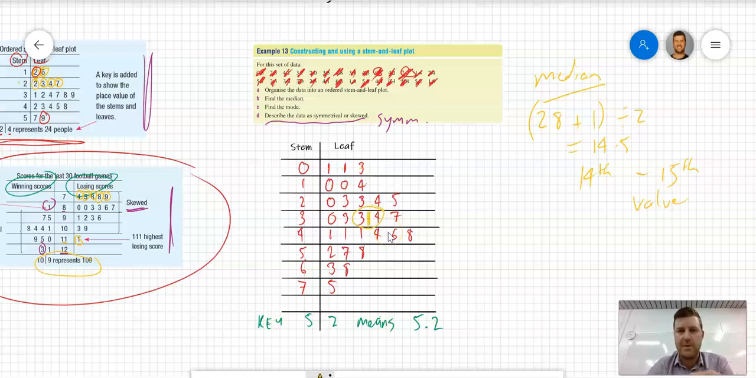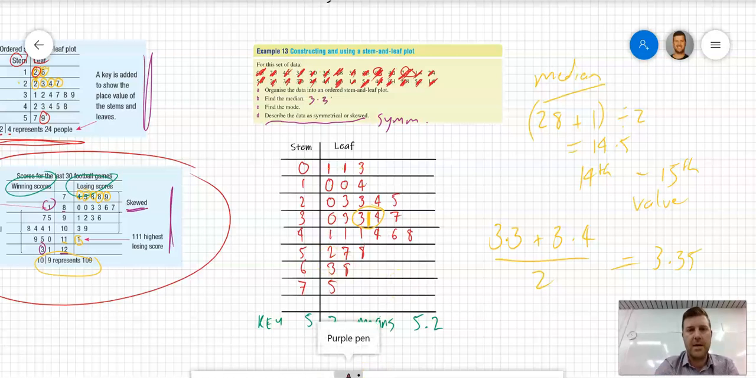So we're going to find the average of those two numbers. Those two numbers are 3.3 and 3.4. If I add those and divide by 2, it gives me a median value of 3.35. Okay, so the median of this set of data, or the middle value, is the average of two numbers, 3.35. And the mode, we know that the mode is the most occurring number, so the one that appears most often is 4.1. So the mode is 4.1.